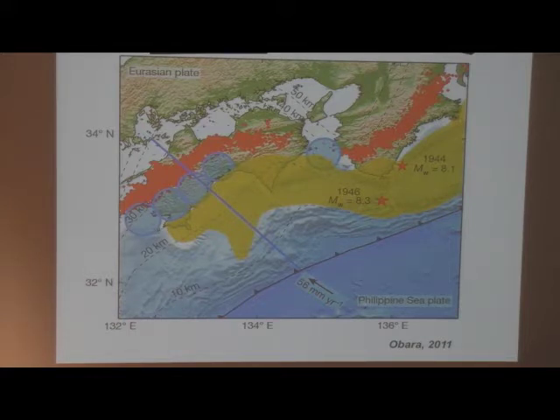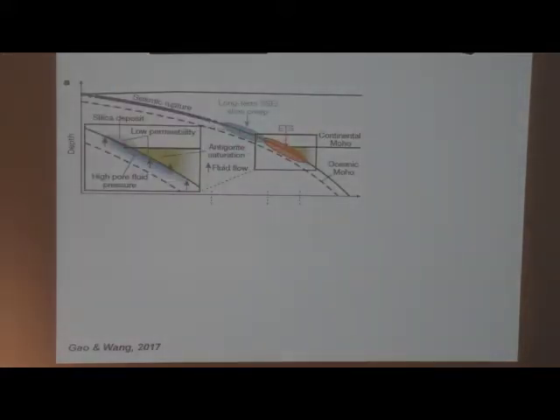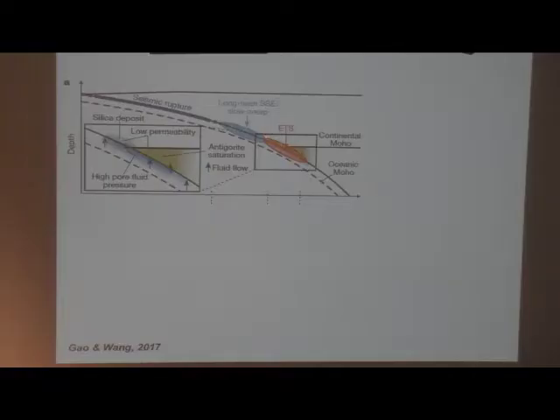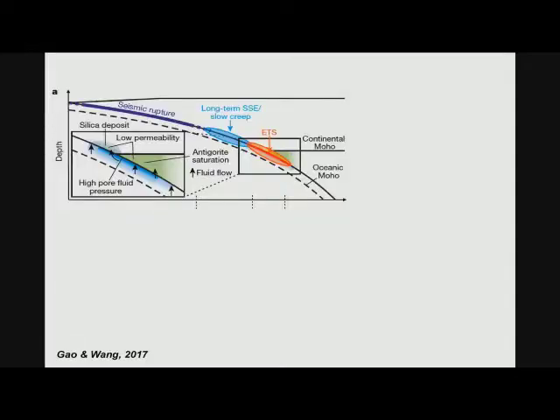And in a very recent paper, which came out this year, Gao and Wang tried to explain this banding. The banding is the deepest, the ETS, episodic tremor and slip, or the short-term slow slip events and tremor. And then in Cascadia it's a gap, but in Japan it's long-term slow slip, and then you go up dip into the seismogenic zone. So how did they explain this?